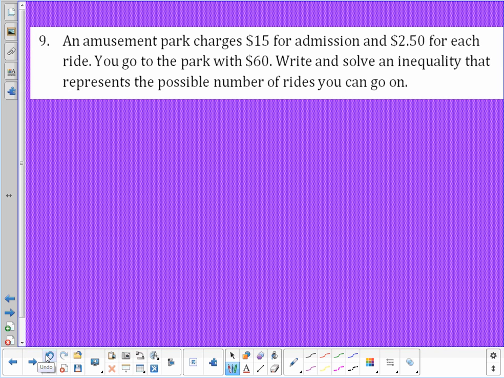All right, 3 questions left. We can do it. So in number 9, now we're looking at a situation that we have to write and solve. It says an amusement park charges $15 for admission and $2.50 for each ride. You go to the park with 60 bucks. Write and solve an inequality that represents the possible number of rides you can go on. So you're trying to figure out how many rides can you ride? Number of rides you can go on. So I'm going to say x is the number of rides.